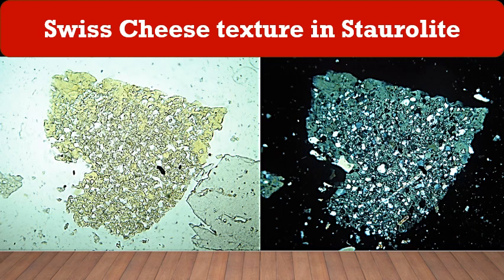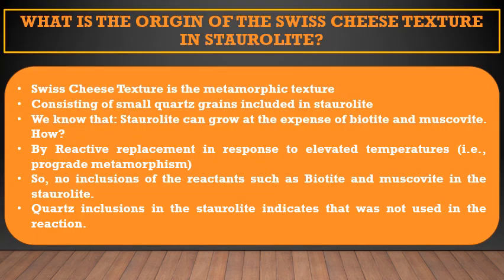Now we will see the origin of this. We will interpret how these textures are formed. What is the origin of this Swiss cheese texture in staurolite? Swiss cheese texture is, first of all, a metamorphic texture, and it consists of small quartz grains as inclusions within the staurolite. We know that staurolite can grow at the expense of biotite and muscovite.